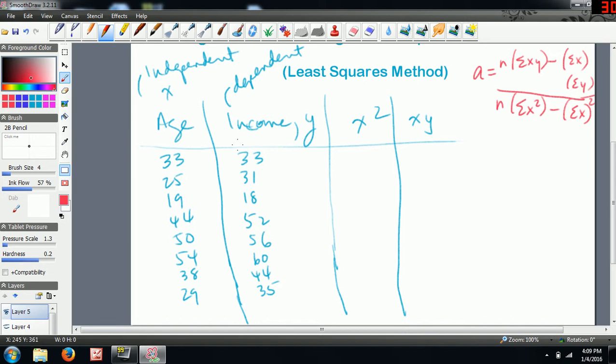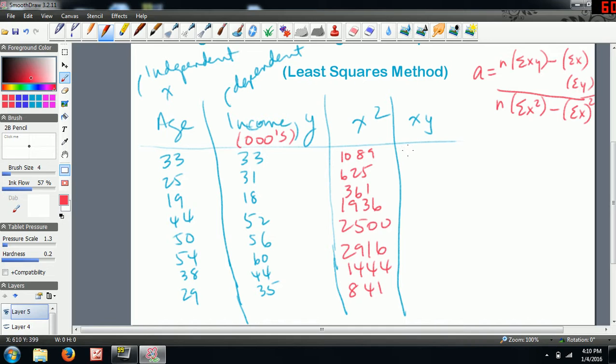squares. Now these are in thousands, but we're just going to use the regular numbers. Okay, so we figure out our x squared values, so we just take our x's and square those values. And when we do that, we get the following. So 19 squared is 361. 44 squared is 1936. 50 squared is 2500. 54 squared is 2916. 38 squared is 1444. 29 squared is 841.